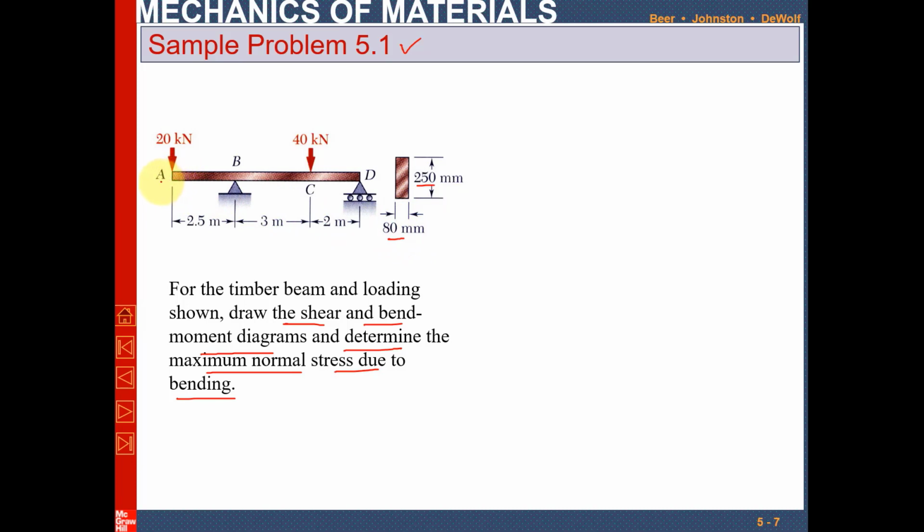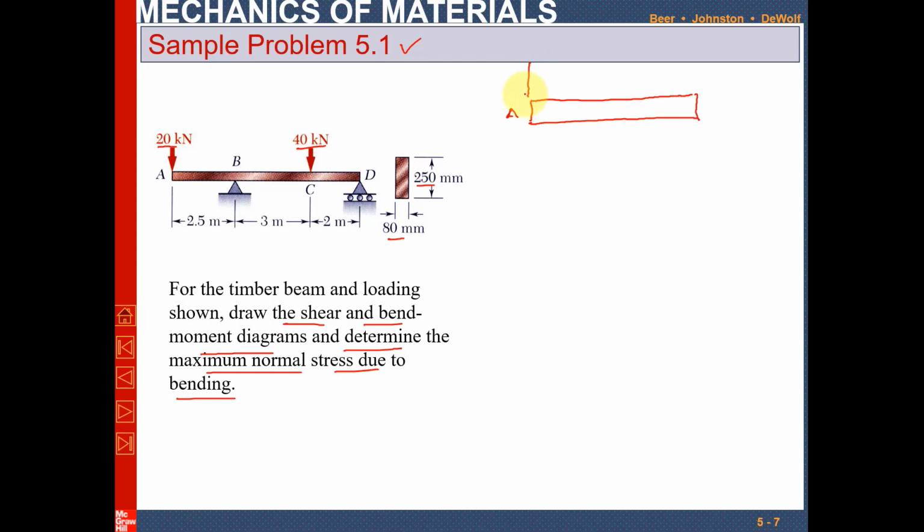There is a point A and the loading on point A is a concentrated load of 20 kilonewton. At point B it is a simply supported or pin supported. At point C there is a concentrated load of 40 kilonewton and at point D there is a rolling support. So if I draw the beam like that, this is a point A.